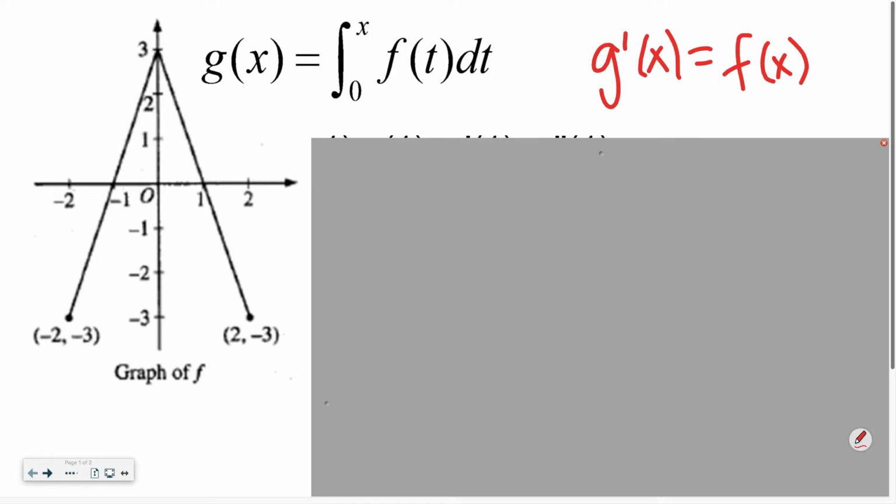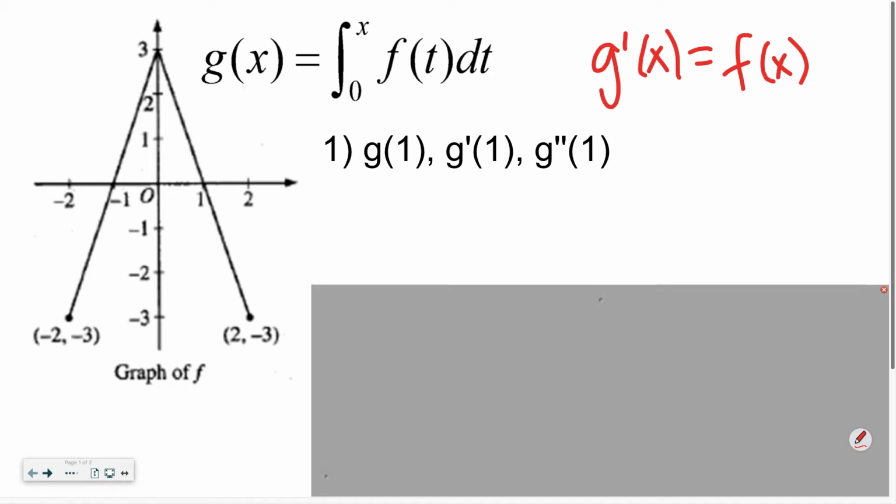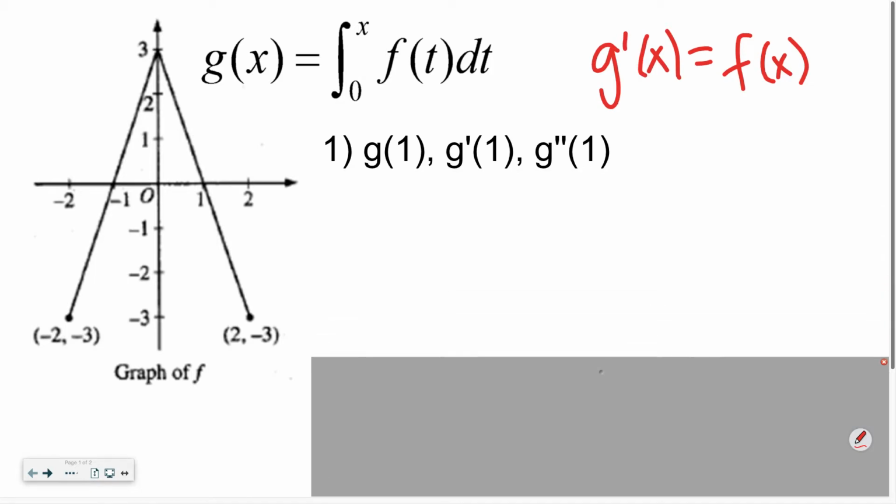Okay, are we all okay with that? So G is what we call an accumulation function. Why do you think it's called that? What does an integral calculate? Area under the curve. So we call this an accumulation function because we're accumulating area under the curve from, in this case, 0 to x. So I want to work with G as a function and F as a derivative function. So let's first look at G of 1.